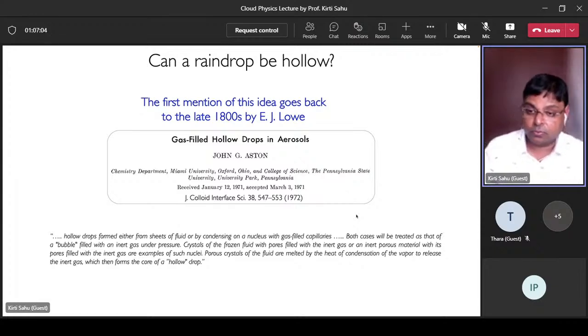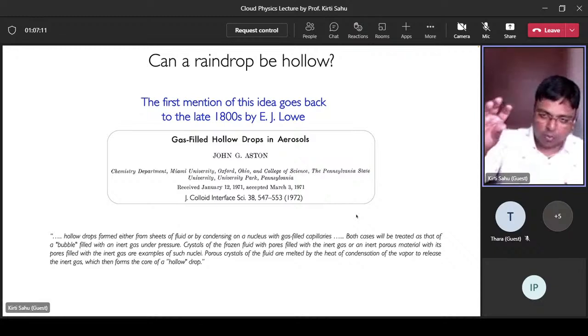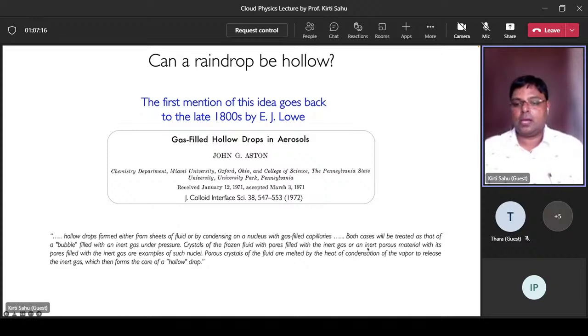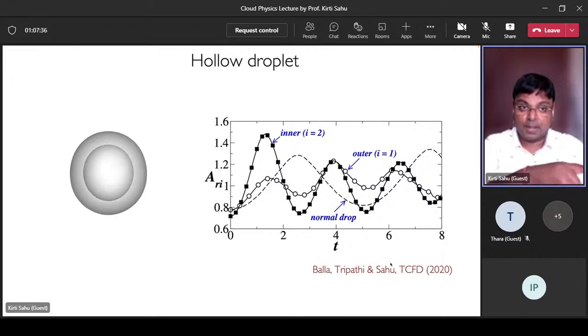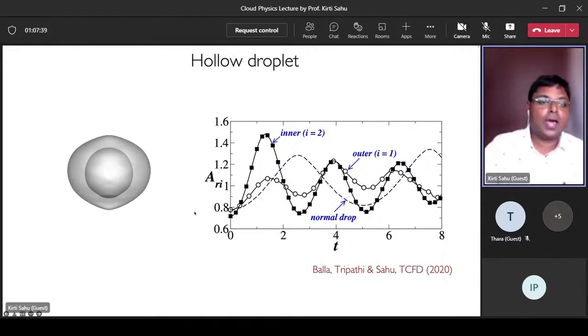Another way it can form is when, in the cloud, we have an ice crystal surrounded by liquid. Due to the heat of condensation of the vapor, this ice phase will directly go to the gaseous phase without going to the liquid phase. So in that case also, one can observe hollow droplets. The dynamics of a hollow droplet is much more complex than a normal droplet because it will have two interfaces.